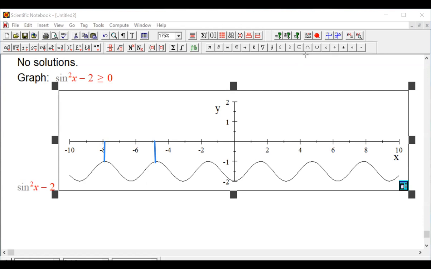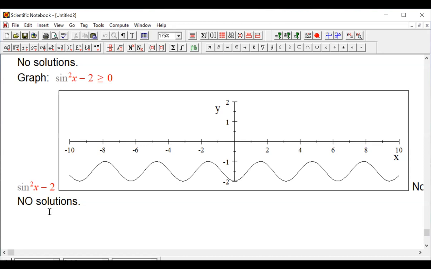We want the output to be positive or 0. And we see no output that is 0. And we see no output that is positive. So from the graph, it tells us that there's no solution. So no solutions either. The graph will tell us if you know how to read the graph, right? Now we do.